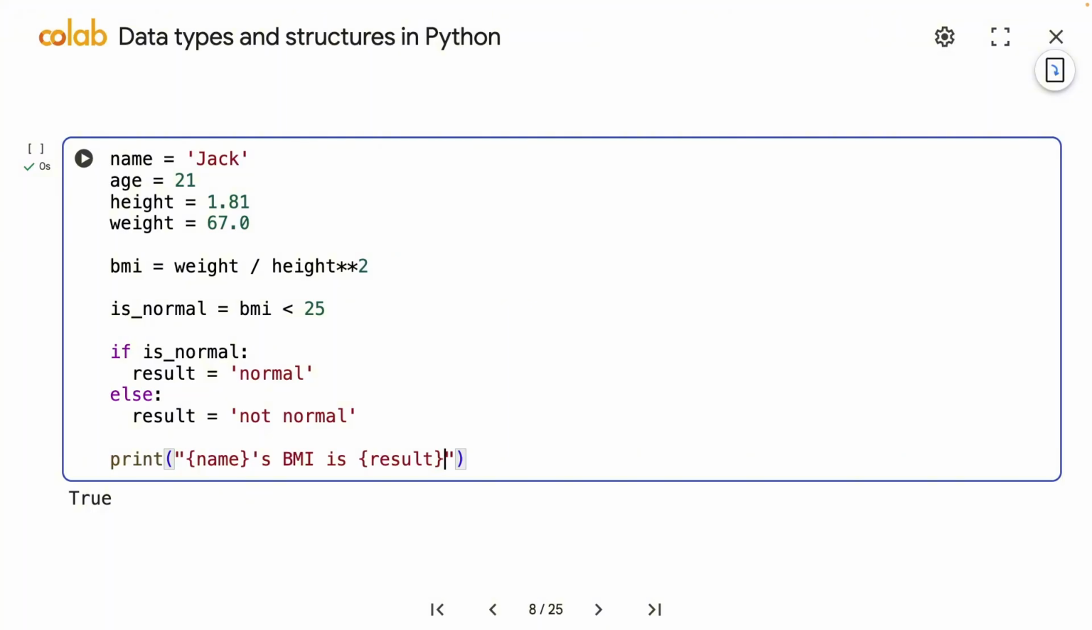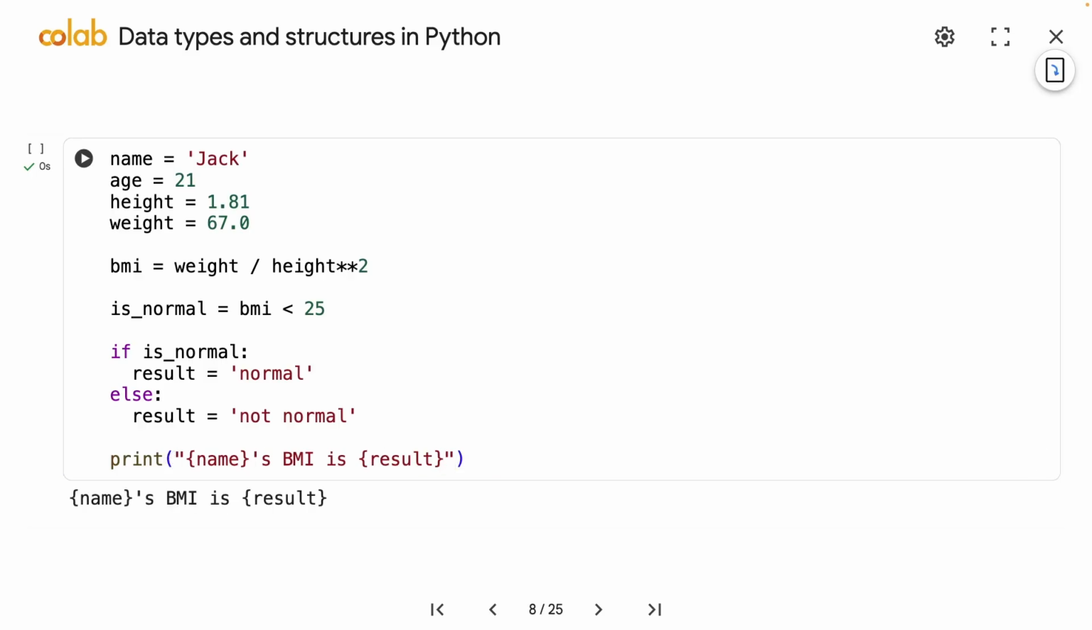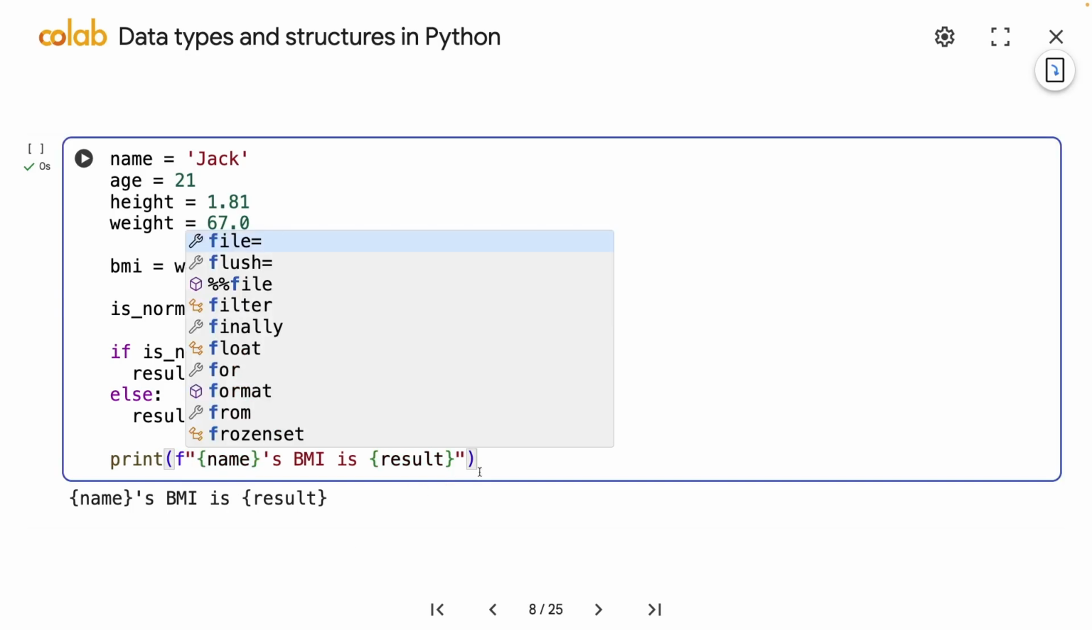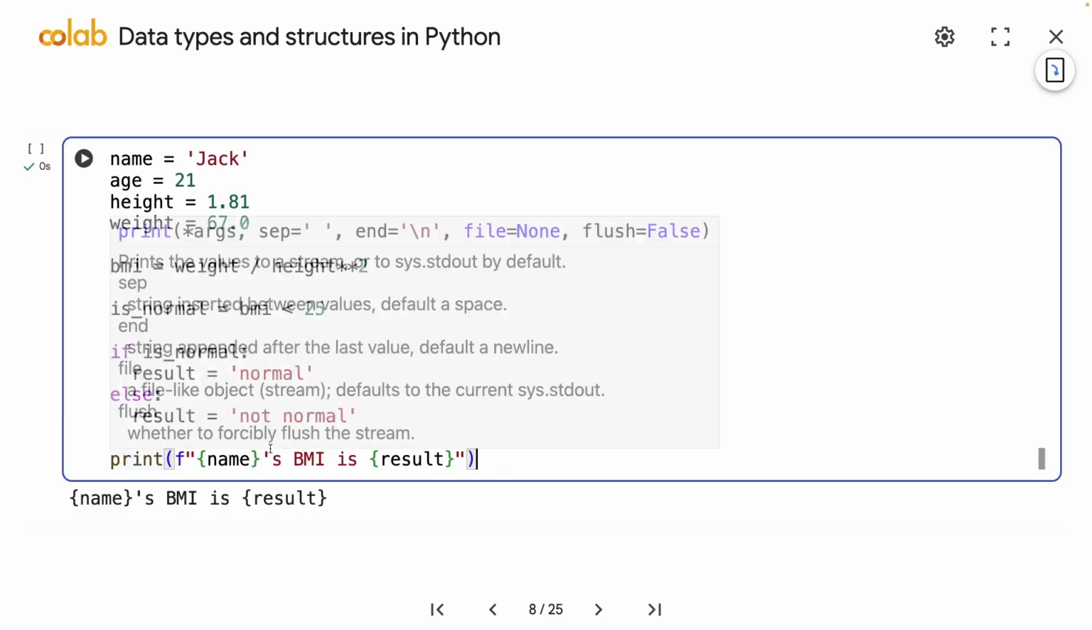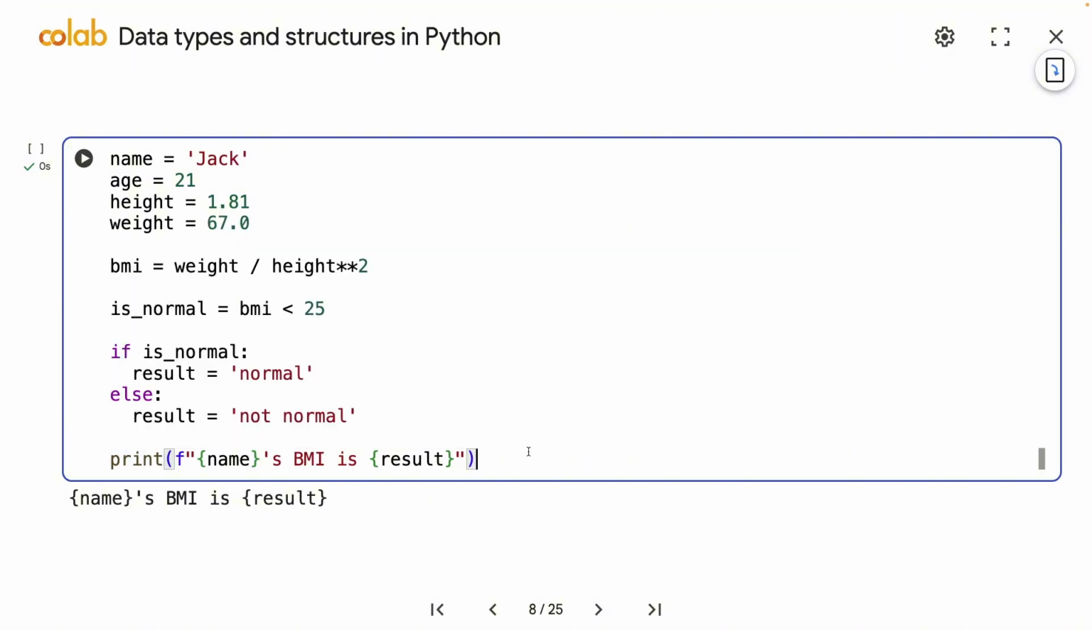Okay. Now, it won't work in this way because if you just do this, it will just print out the curly brackets. Right? It's not really treating name and result as variables, even though we have defined those variables. So instead, we're going to put the letter F in front of the pair of quotation marks. That makes it an F string. I want to print an F string. The good thing about using an F string is that if you are using curly brackets, it is treated as a variable name instead of plain textual information. Now, let's run the code.